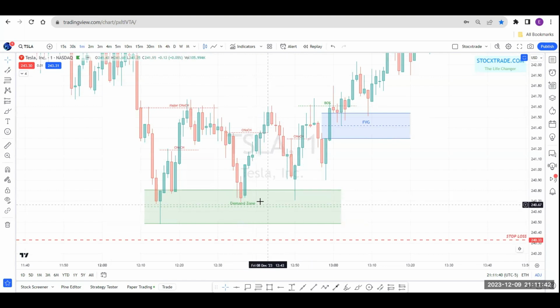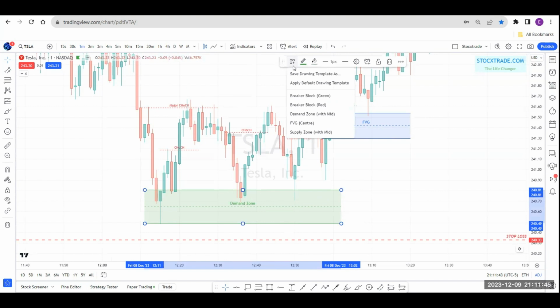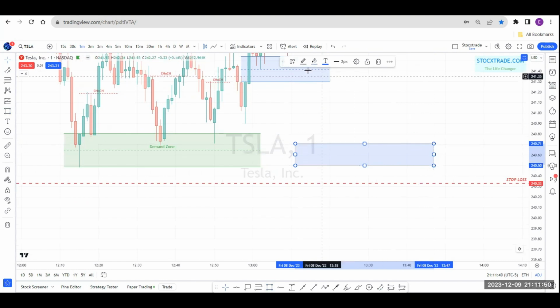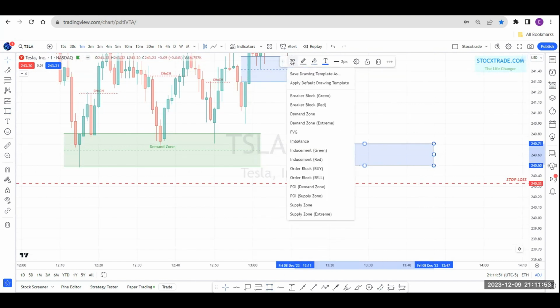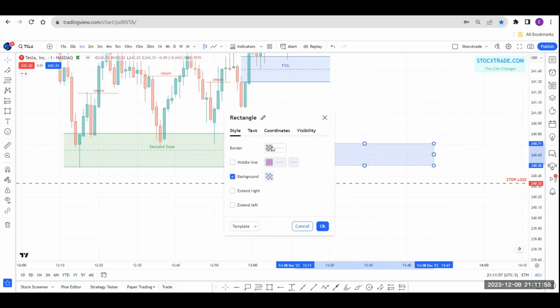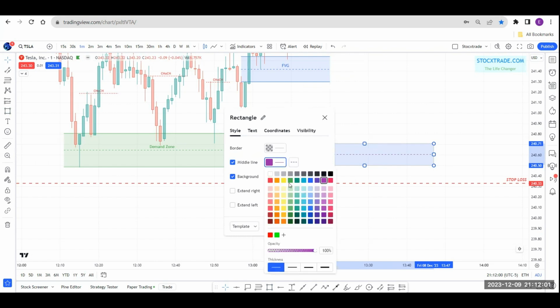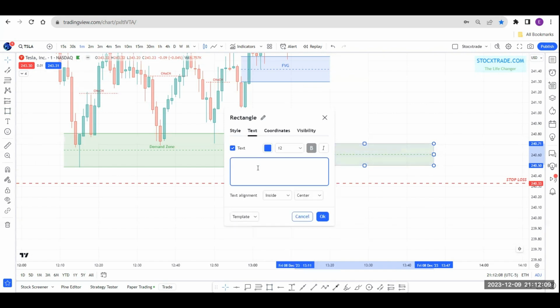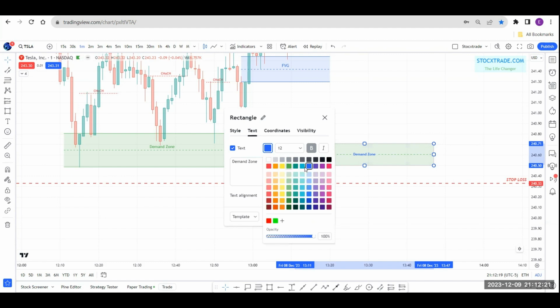So that's why it's really important to mark this type of demand zone. From where can you put this type of demand zone? Just go here like any block. Double click it. Then go in the style, go with the middle line, choose green or whatever color you like. Background color should be green for the demand zone. Okay, and you can write demand zone. And then after writing this, just okay, green or red.